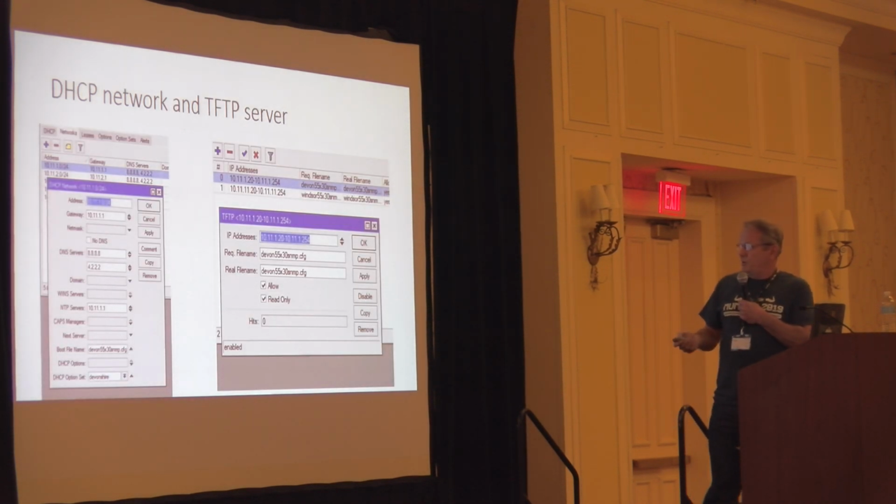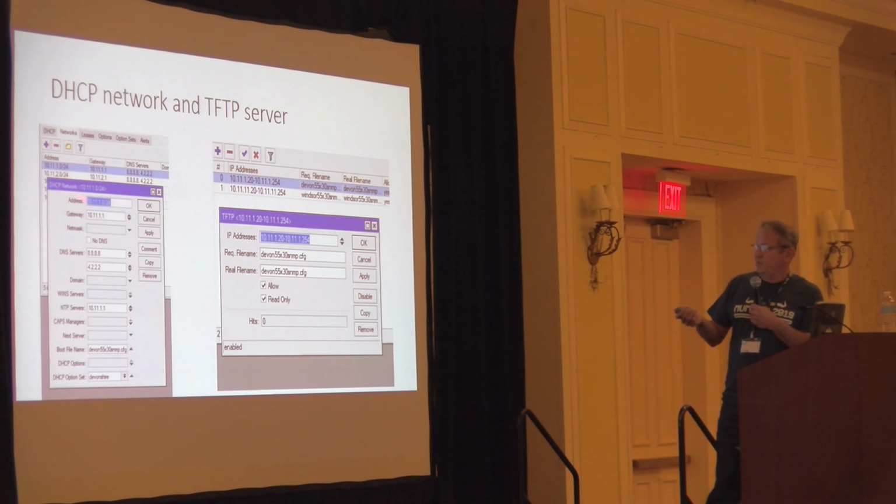Again, kind of starting to put it all together. Here's the networks. That's a specific subnet, in this case for a modem. It's got the config file down here, and it's got the DHCP option set. Under the TFTP server, it's pretty much the same setup. I drop in the config file I want, and that's going to correspond with the modems that I put on that subnet.